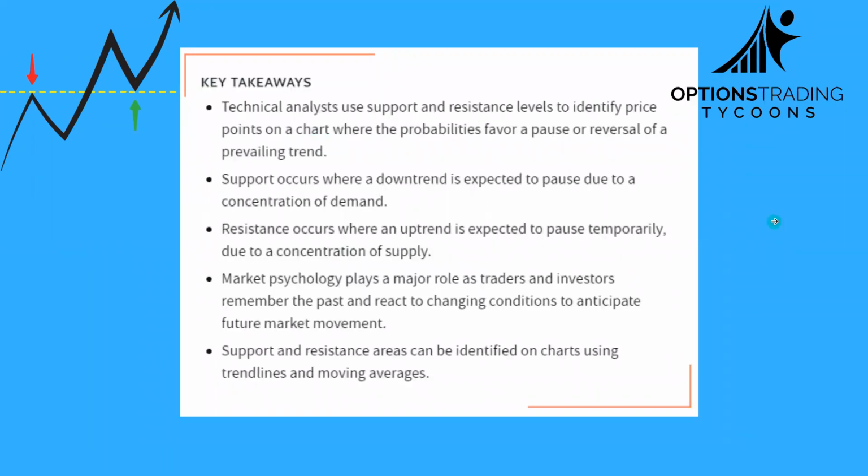But the key takeaways: technical analysts use support and resistance levels to identify price points on a chart where the probabilities favor a pause or reversal of a prevailing trend. Support occurs where a downtrend is expected to pause due to a concentration of demand. Resistance occurs where an uptrend is expected to pause temporarily due to a concentration of supply. Market psychology plays a major role as traders and investors remember the past and react to changing conditions to anticipate future market movement. Support and resistance areas can be identified on charts using trend lines and moving averages.